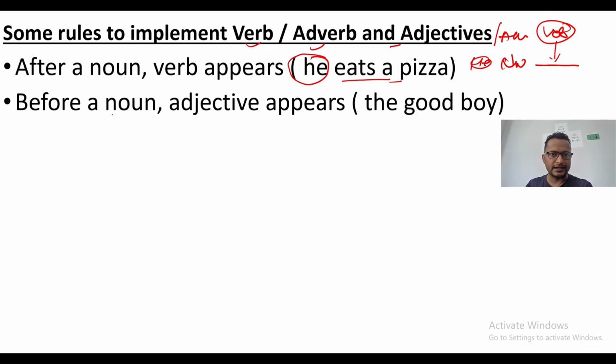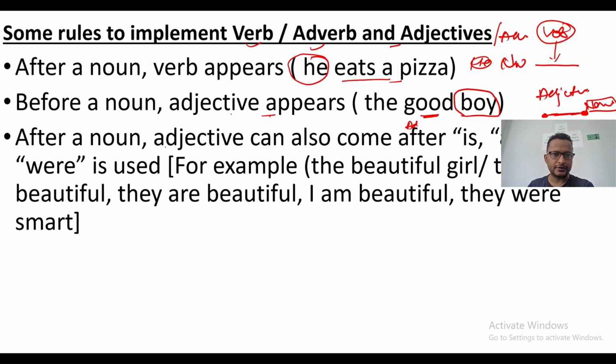Similarly, before a noun, adjective can come, right? For example, boy. Boy is noun. Before a noun, the good boy. See, good, this is adjective. For example, when you are solving the blanks, there is a noun here, and then before that noun, if there is a blank, then there is a chance that it is an adjective, right?